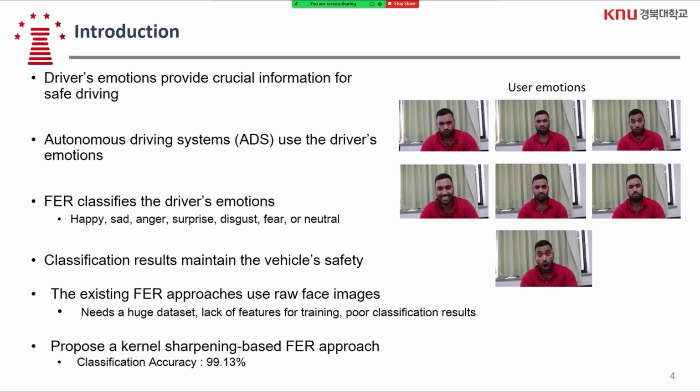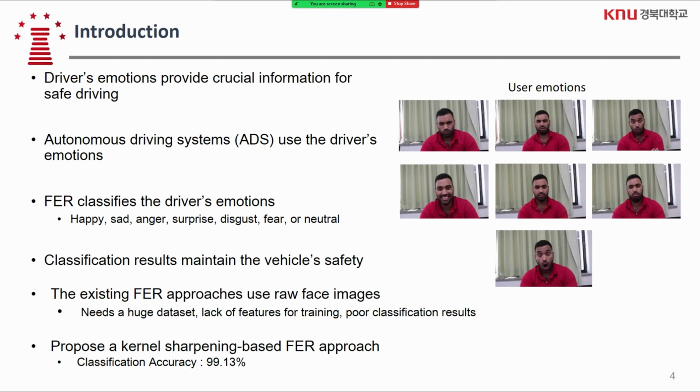When we consider a FER system, normally the system classifies emotions like happy, sad, anger, surprise, disgust, fear, or neutral. When the FER system maintains a good classification accuracy, it is also useful information for vehicle safety. So that is our key idea.